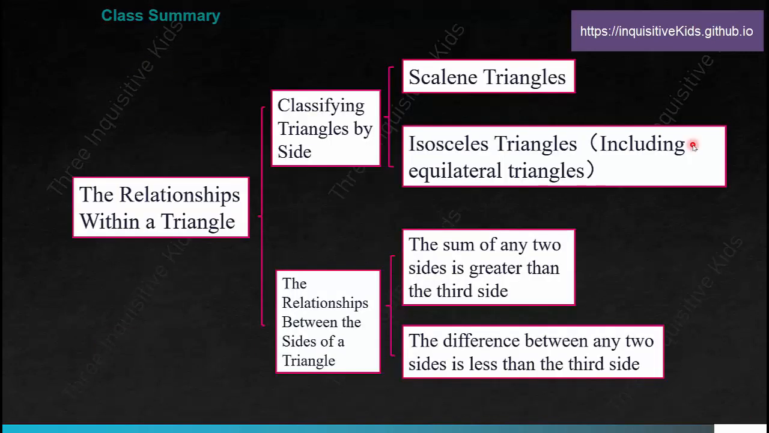Today we learned all about the relationships within a triangle. And the two main points we worked on was classifying triangles by side and the relationships between the sides of a triangle. When we classify triangles by sides, we can split them up into scalene triangles and isosceles triangles. In isosceles triangles, one special type of isosceles triangles are called equilateral triangles, where all three sides are equal. The relationships between the sides of a triangle has two big parts that we have to memorize. The sum of any two sides is greater than the third side, and the difference between any two sides is always less than the third side.